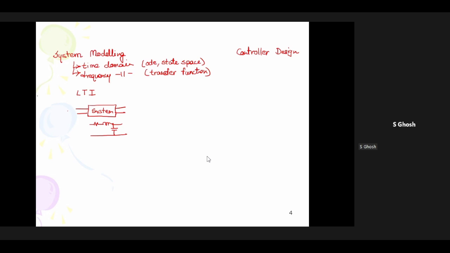I have taken a very simple example. I have a system. For the time being, we assume that it is a linear time invariant system. And when I say that it is a system, more precisely, it is a circuit having some passive components. Let us say that it is a simple RLC circuit. Okay.